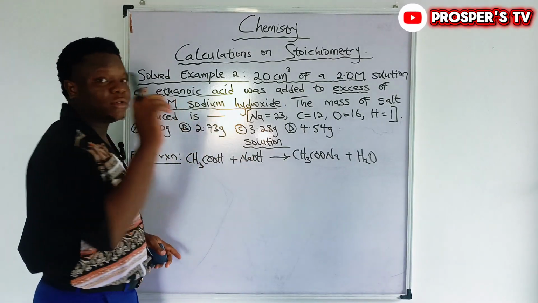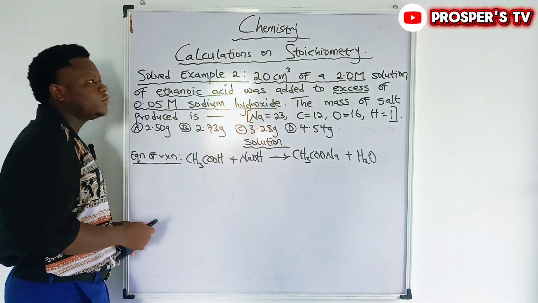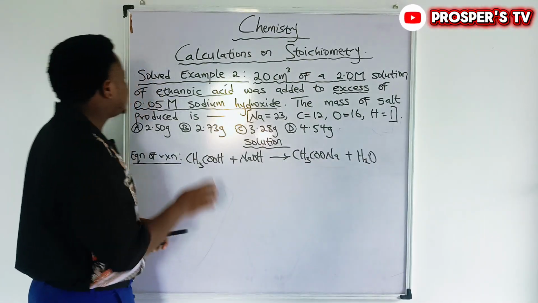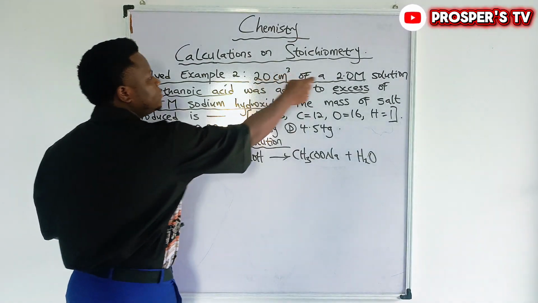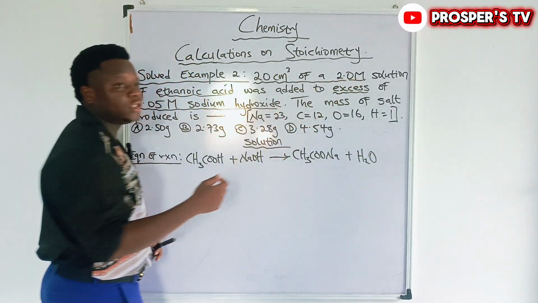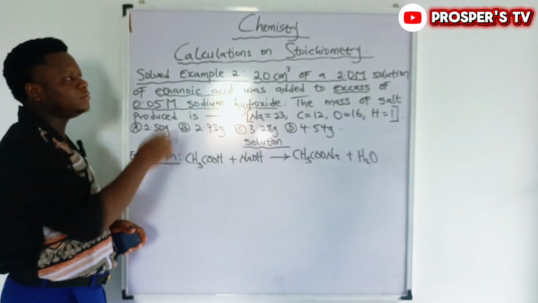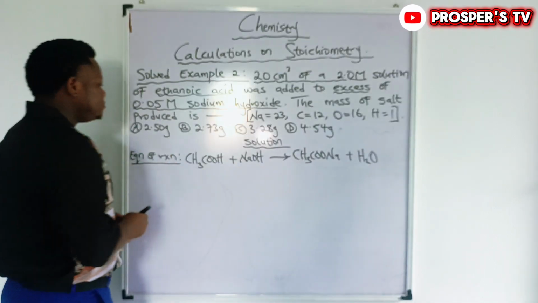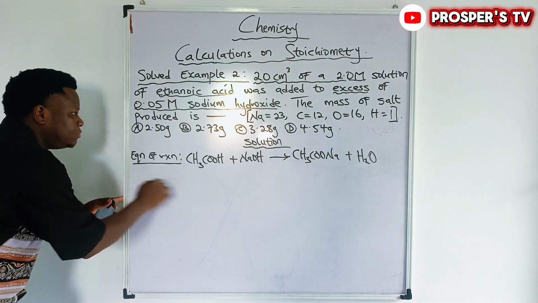So I said when you see a calculation like this, you deal with this part of the question first. 20 centimeter cube of a 2.0 molar solution of ethanoic acid. So this is volume. This number represents concentration. If you've not watched my video on concentration, try and watch that video and then you will understand better. So we have that in chemistry, concentration.